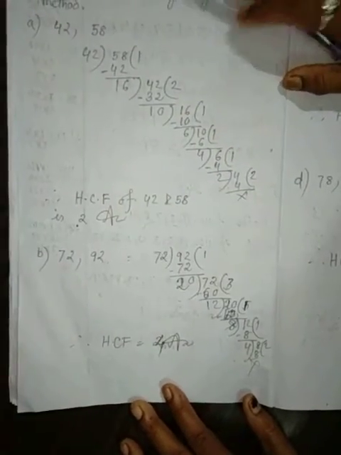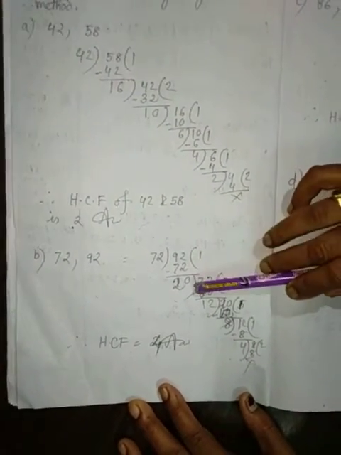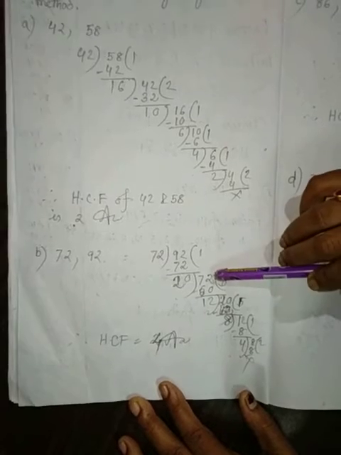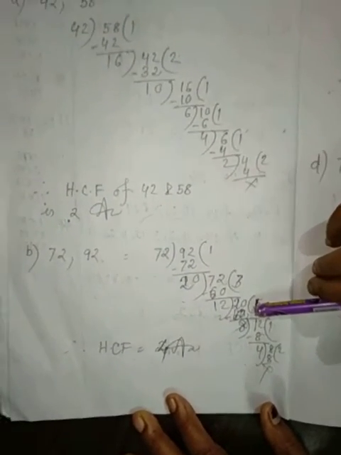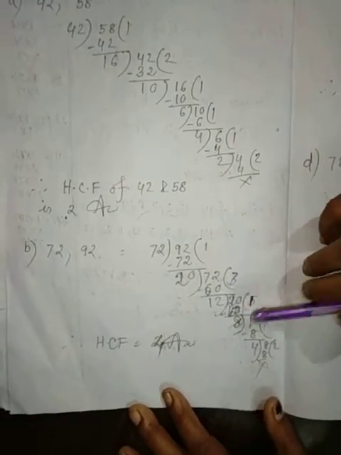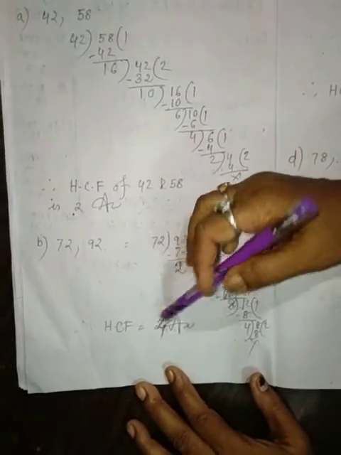B, 72 and 92. 72 times 1 is 72, 92 minus 72 is 20. 20 times 3 is 60, 72 minus 60 is 12. 12 times 1 is 12, that is 8. 8 times 1 is 8, 12 minus 8 is 4. 4 times 2 is 8. HCF equal to 4. Answer: HCF equal to 4.